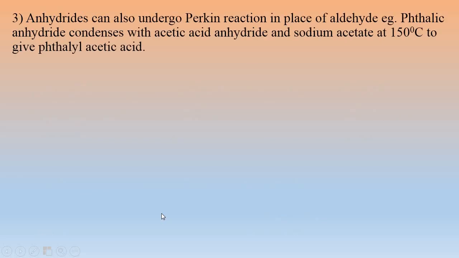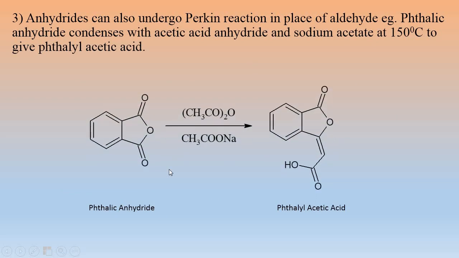Okay, next, anhydrides can also undergo Perkin reaction in place of aldehydes. Example, in this case we are using phthalic anhydride which reacts with acetic anhydride to give phthalylacetic acid. Okay, now the reaction condition in this case is 150 degrees Celsius, we have to heat this reaction to get the product. Okay, so in short, there are a number of applications of this Perkin reaction, but to restrict our discussion, I have taken few important examples.